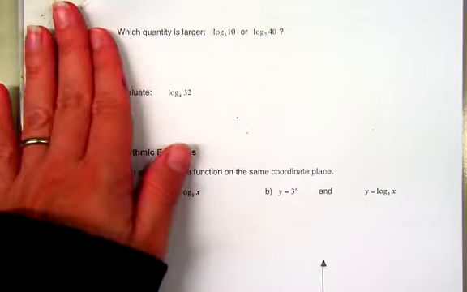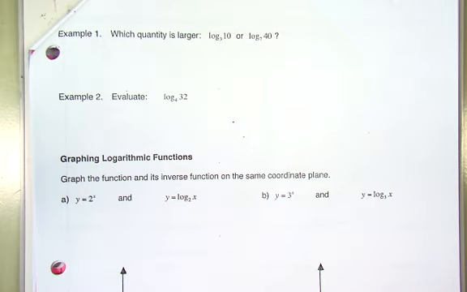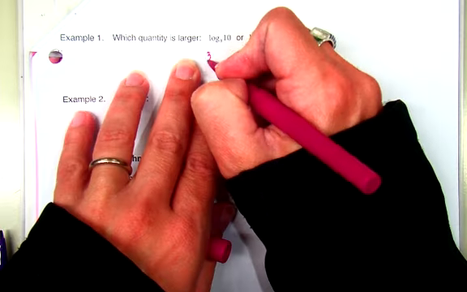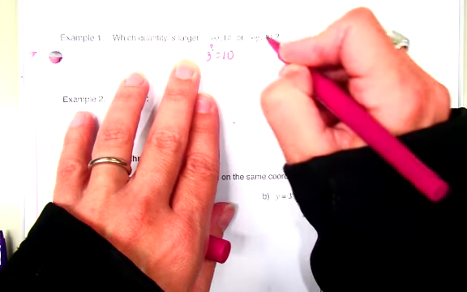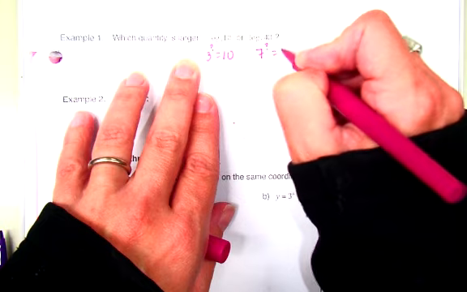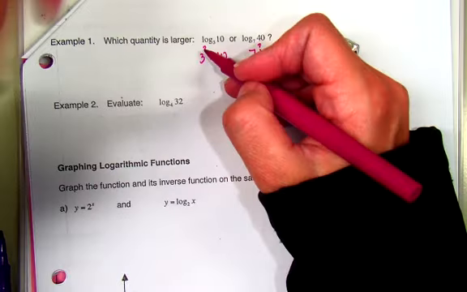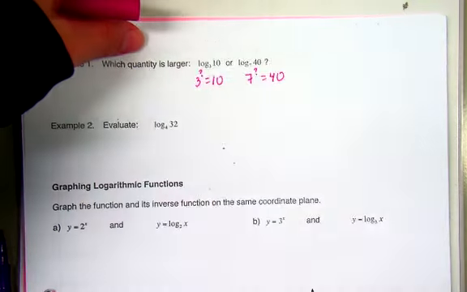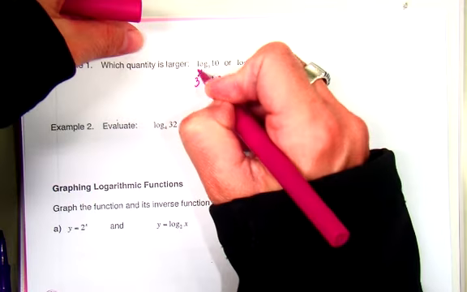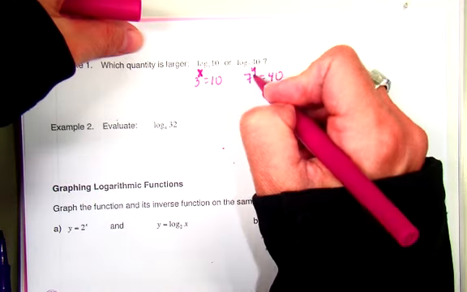Which quantity is larger is our next question here. We'll do these last two. So which quantity is larger? Well, I would just work both of those out. This one is asking me 3 to what power gives me 10, and this one's asking me 7 to what power gives me 40, right? That's really what I'm asking here. Instead of those question marks, I'm going to give those variables. So let's call this one x, and we'll call this one y.